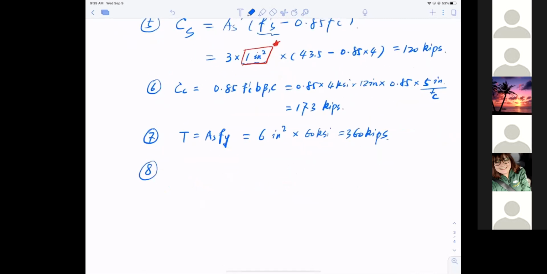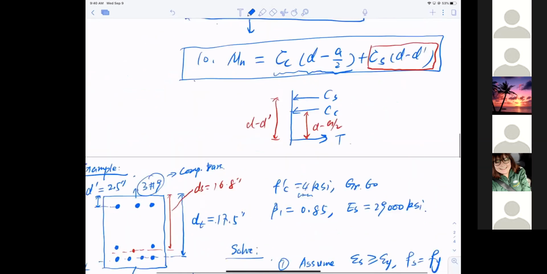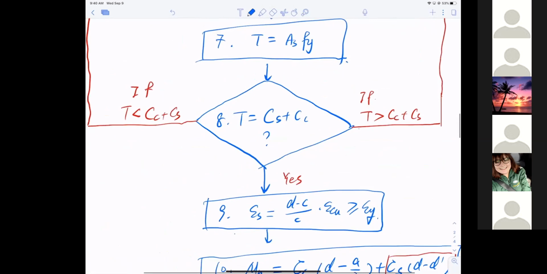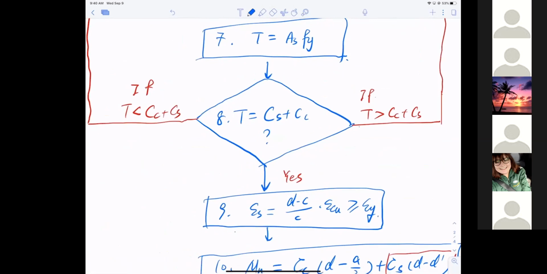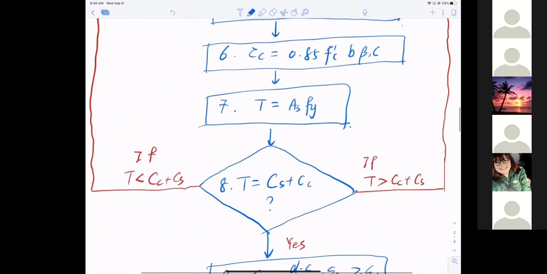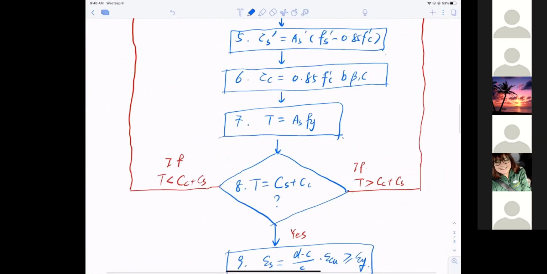So naturally, next step, I'm going to judge whether the compression balances out the tension. The total compression comes out to be 293 kips, which is apparently smaller than the tension side. So it's smaller. If the compression is smaller than tension, should I increase the compressive zone or decrease the compressive zone?